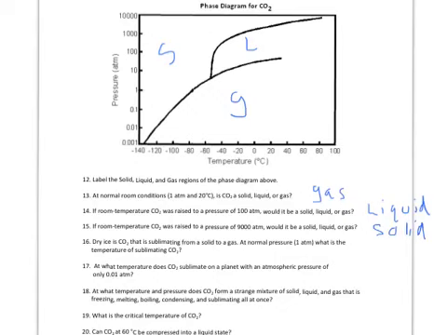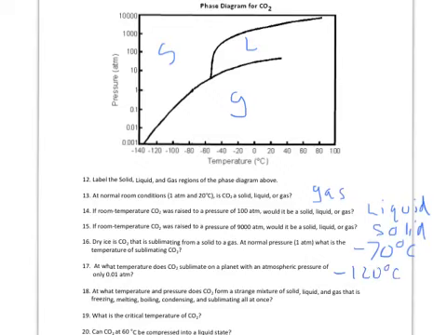Number 16. Dry ice is carbon dioxide sublimated into a gas at normal pressure, which is 1 atmosphere. What is the temperature of the sublimating? So I'm just going to go from 1 atmosphere to this boundary between solid and gas where sublimation occurs. And it looks to me like it's, let's say, maybe around -70. Number 17. At what temperature does CO2 sublimate on a planet? Ooh, I like this question. With an atmospheric pressure of only 0.01. So here's 0.01. And it would sublimate at a crazy, we'll call it maybe around -120.